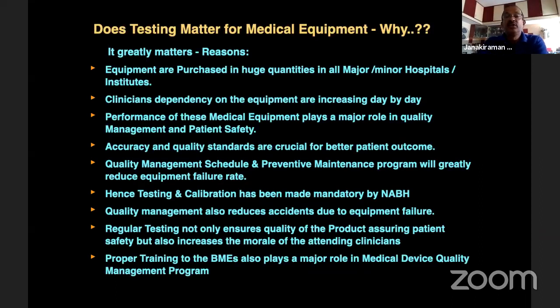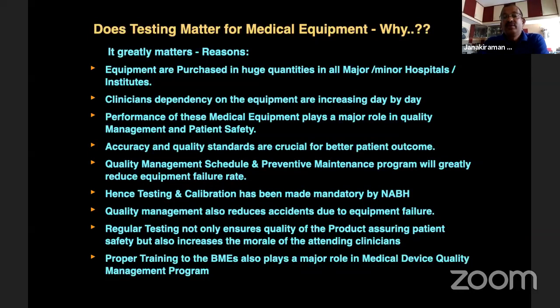Performance of these medical equipment plays a major role in quality management and patient safety, as I said. Accuracy and quality standards are crucial for better patient outcome. So this is very important. A quality management schedule and preventive maintenance program will greatly reduce equipment failure. Preventive maintenance program is very important.